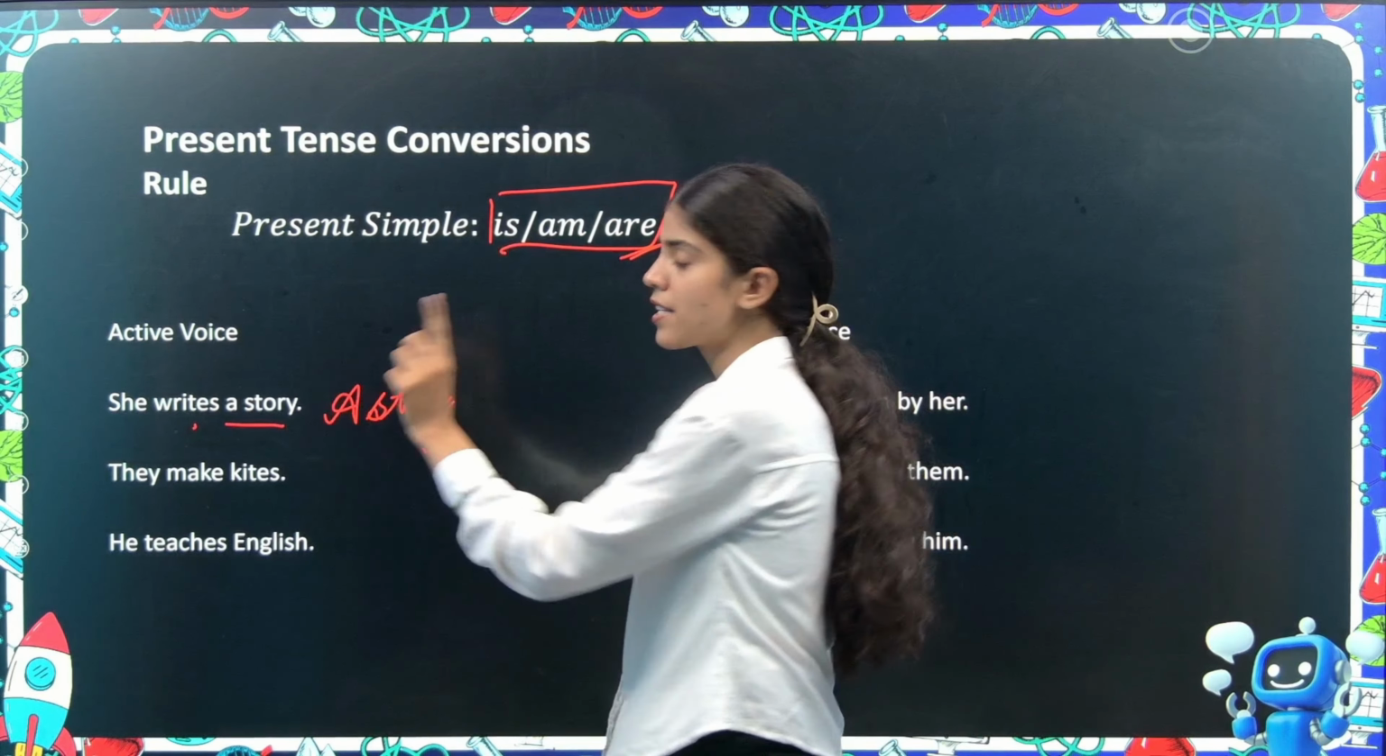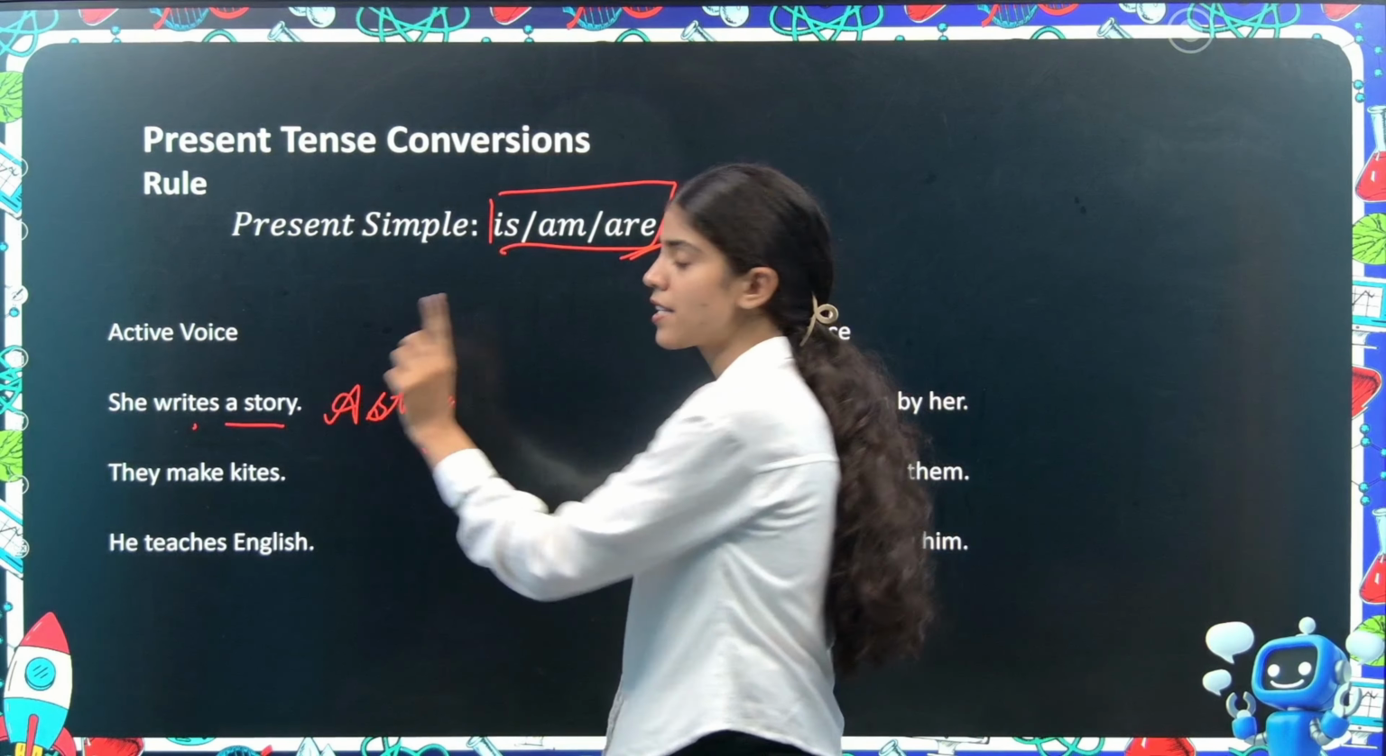She will be converted into her. There are some rules: she will be converted into her, they will be converted into them. So these we have to learn. So: a story is written by her. Now the next example: they make kites. We have to write kites first, because it is the object. Then the helping verb: we see here that kites is plural, right? So we have to use are.